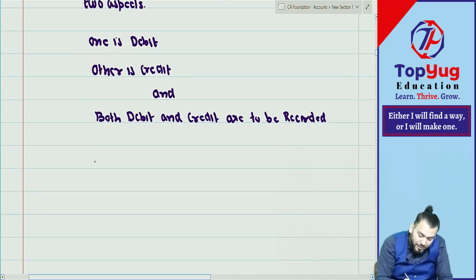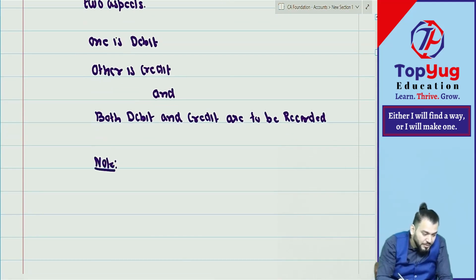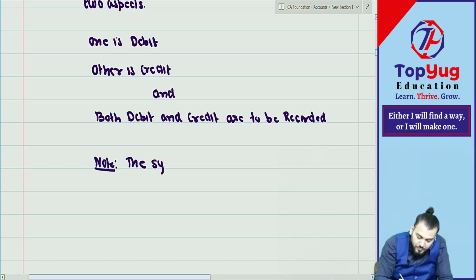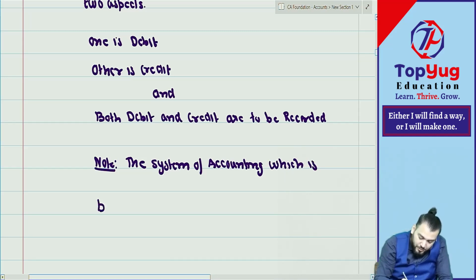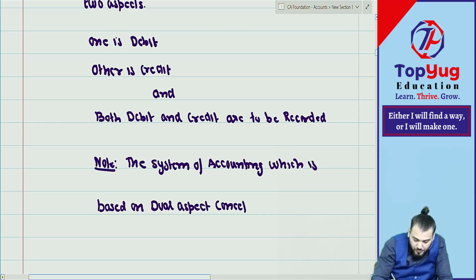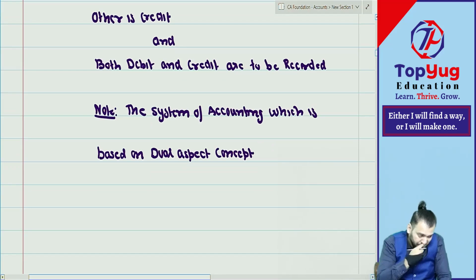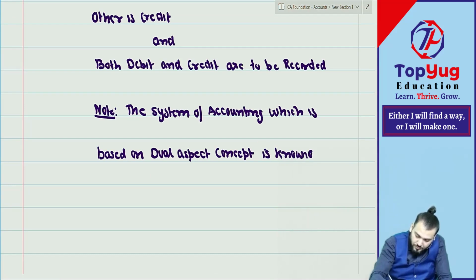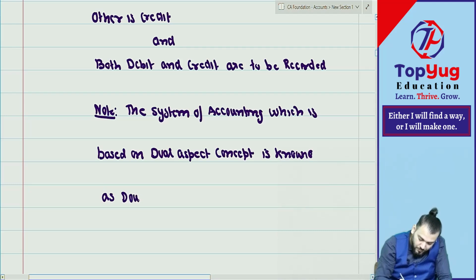So just write down one note. The system of accounting which is based on dual aspect concept is known as double entry system.